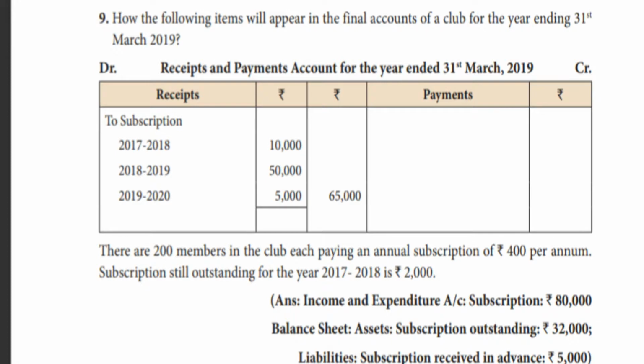Receipts: subscription 2017-18 10,000, 2018-19 50,000, 2019-20 5,000. On the whole 65,000. There are 200 members in the club, each paying an annual subscription of 400 per annum. Subscription still outstanding for the year 2017-18 is 2,000.